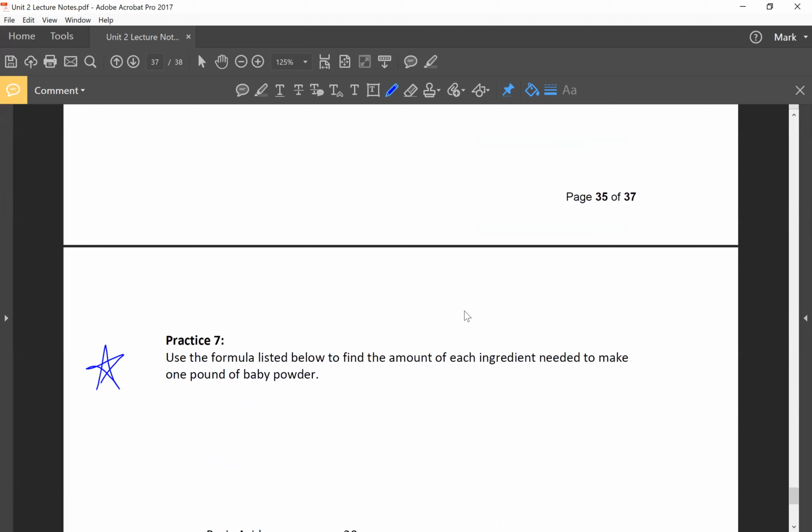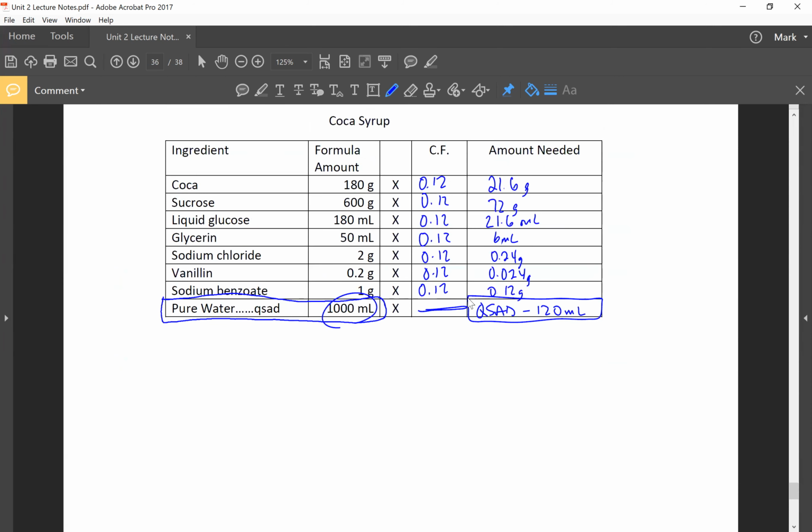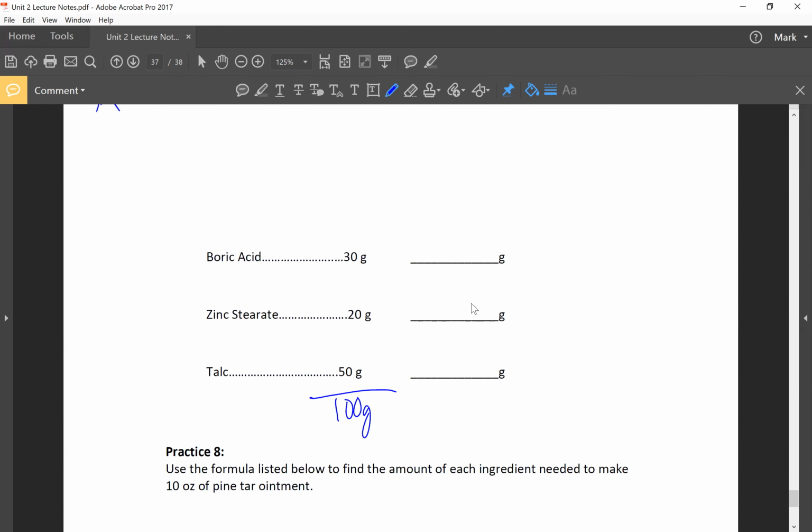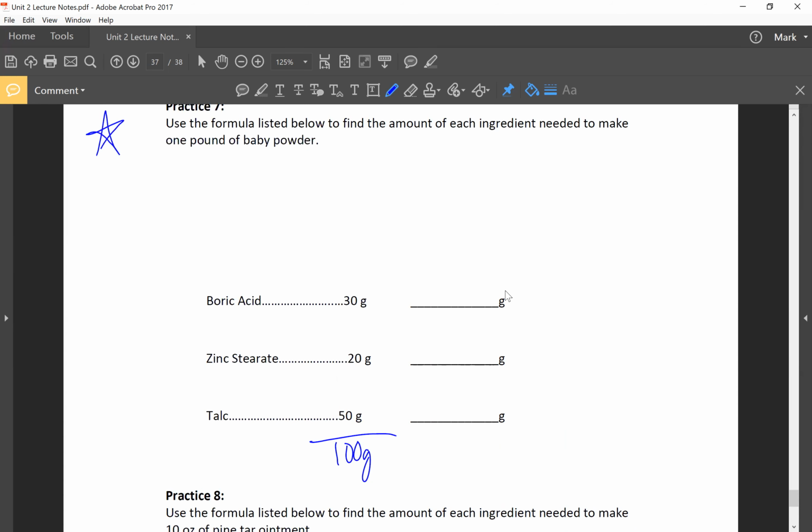Now you'll notice there's no QSAD in this one. This is just 3 solids mixed together. So, having a recipe for 100 grams, how do I make a pound? Well, I have another problem. How many pounds do I actually need here?